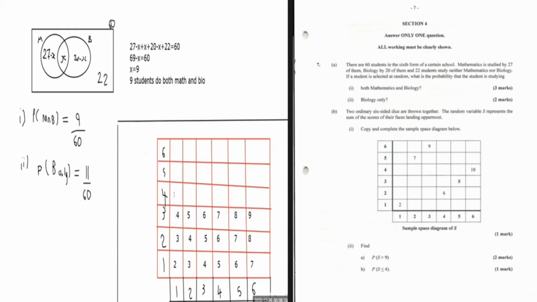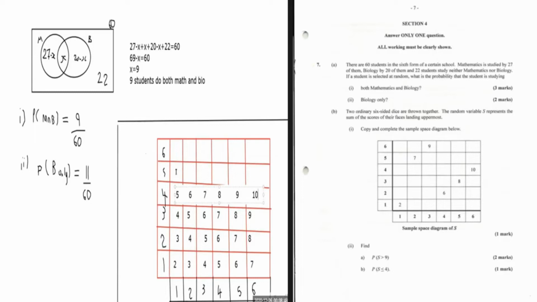So right here now, which is just going to be 4 plus 1, 5. 4 plus 2, 6. 4 plus 3, 7. 4 plus 4, 8. 4 plus 5, 9. Then here it's going to be 4 plus 6, which is 10.